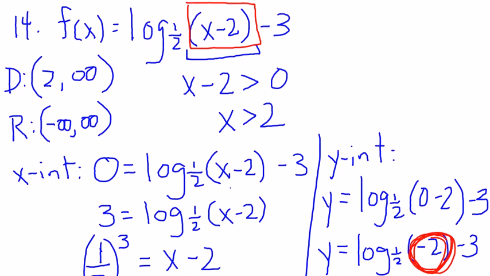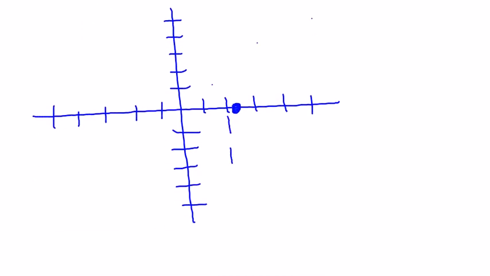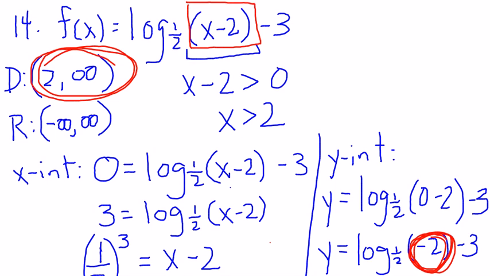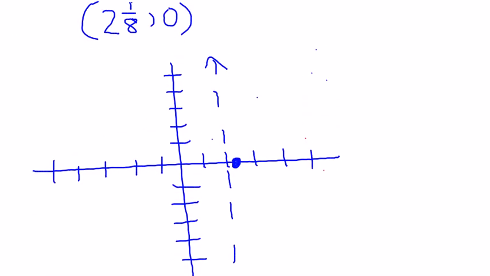And since our domain is 2 to infinity, our asymptote is going to be x equals 2. We know it's got to be a vertical asymptote because the restriction is in the domain. So that means that there's something that x cannot equal. Since there's no restriction in the range, that means y can take anything. And if you had a horizontal asymptote, that means there would be something that y was not allowed to equal. Okay, so far we have this.